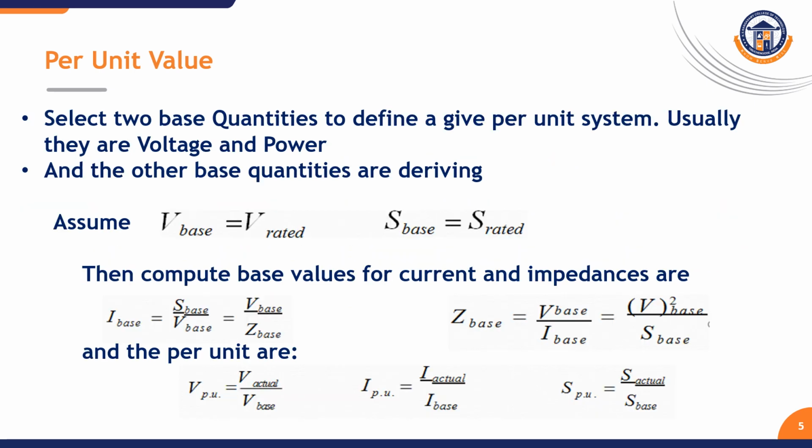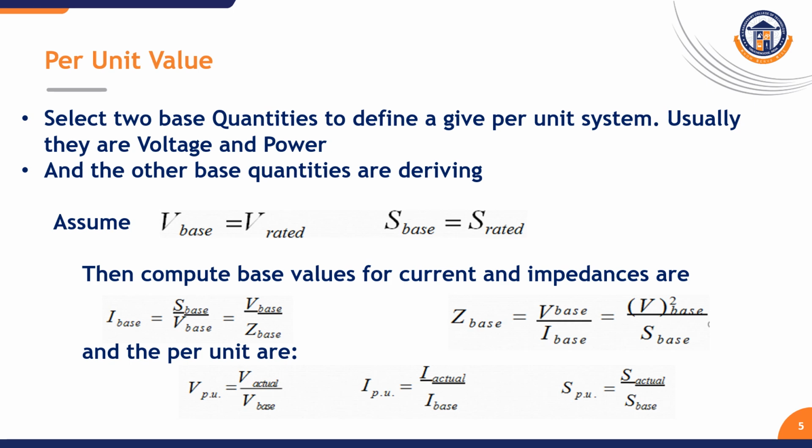Normally we take voltage and power as the base values, right? From these base values, we derive the other quantities. Select two base quantities to define a given per unit system. Usually they are voltage and power. Normally the voltage base value and power base value are assumed, and from them we derive the remaining quantities. In these cases, we take V base equal to V rated and power S base equal to S rated.